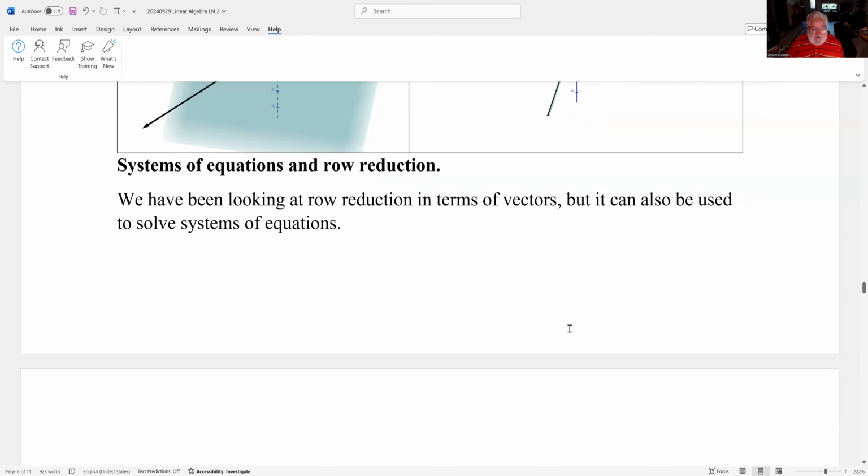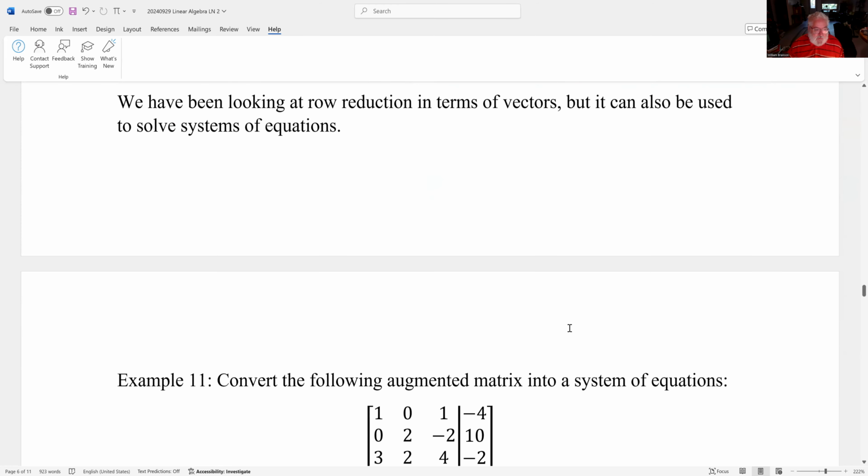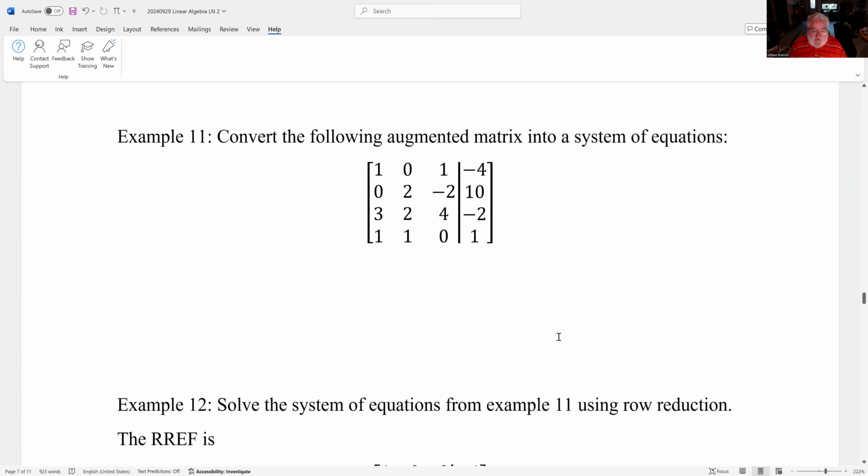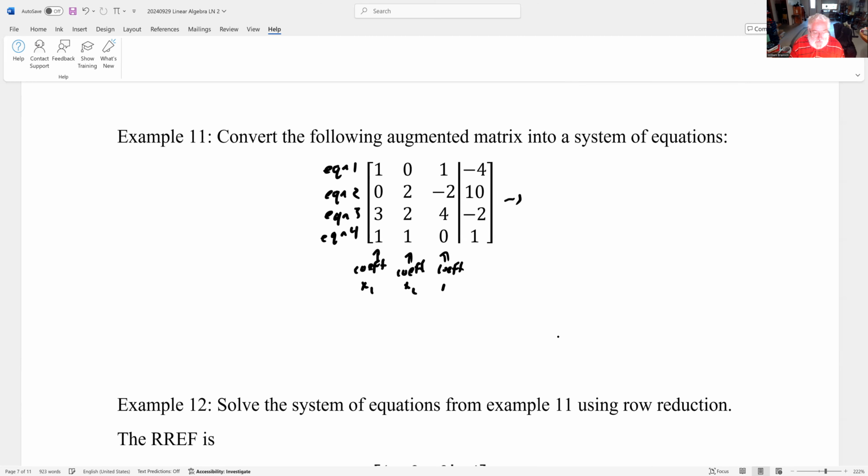So we've been looking at row reduction in terms of vectors, but we can also use it to solve systems of equations, because these linear combinations of vectors are just equations. So we can convert this into a system of equations. We have four equations. Equation 1 is represented by the first row, then equation 2, equation 3, equation 4. And then these are the coefficients of your first variable, coefficients of second variable, coefficients of third variable, and then this is the right-hand side.